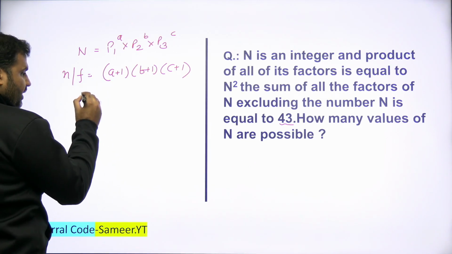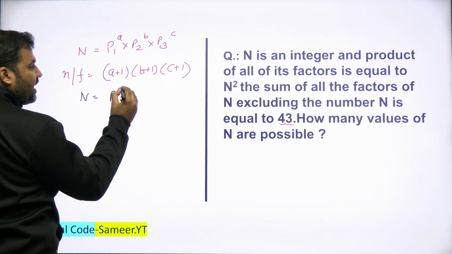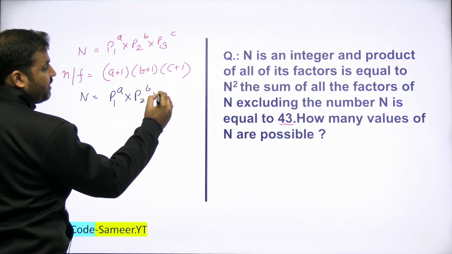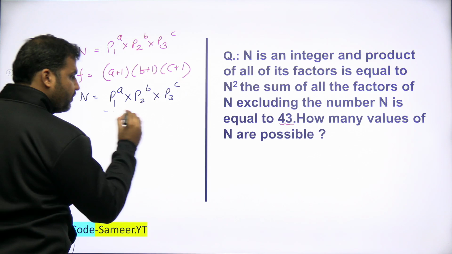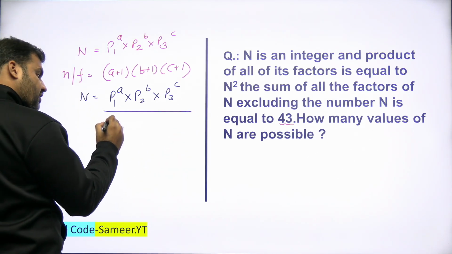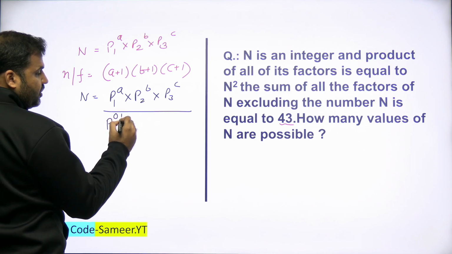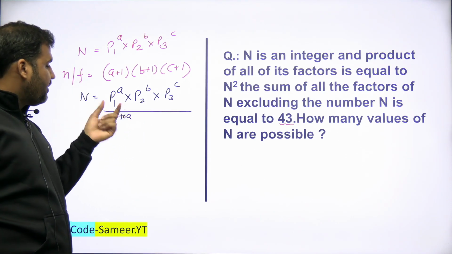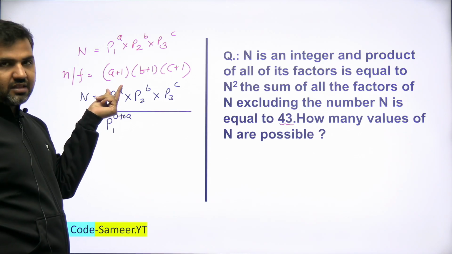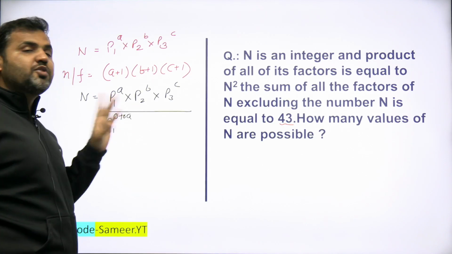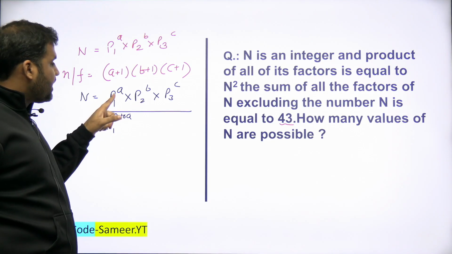See that the number n is p1 power a multiplied by p2 power b multiplied by p3 power c. Now, when I want to find out the factors of this number, I know that any power of p1 from 0 to a will be a factor of this number. Why 0 to a? Because I have p1 power a in the numerator. So if I take any power of p1 which lies from 0 to a, it will definitely divide the number.